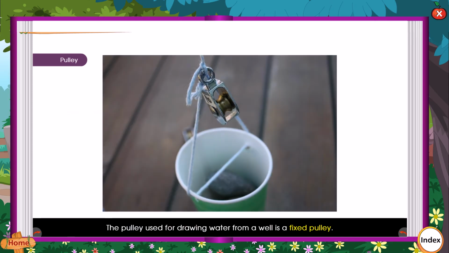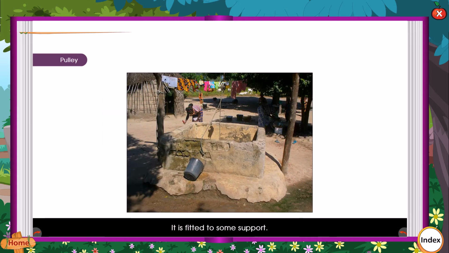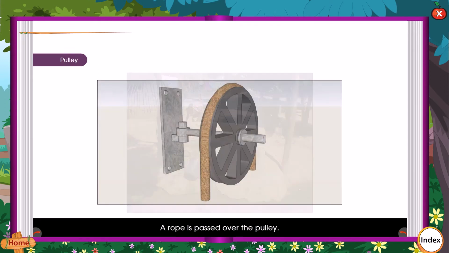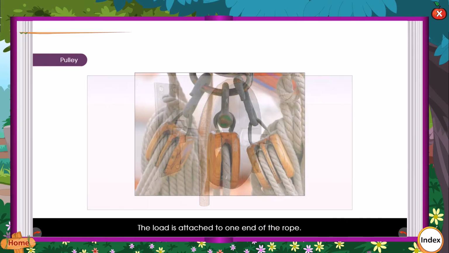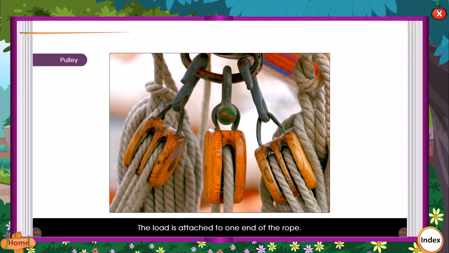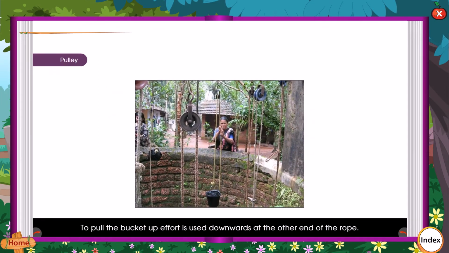The pulley used for drawing water from a well is called a fixed pulley. It is fitted to some support. A rope is passed over the pulley. The load is attached to one end of the rope. To pull the bucket up, effort is used downwards at the other end of the rope.